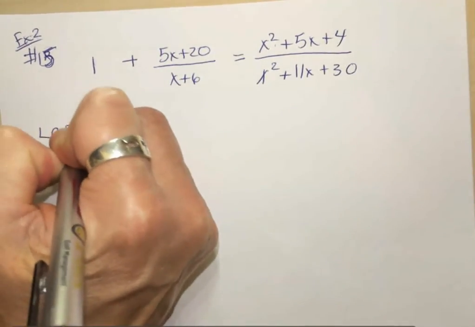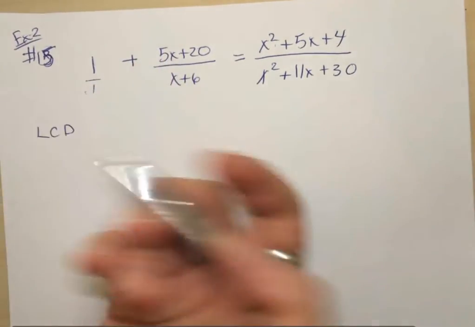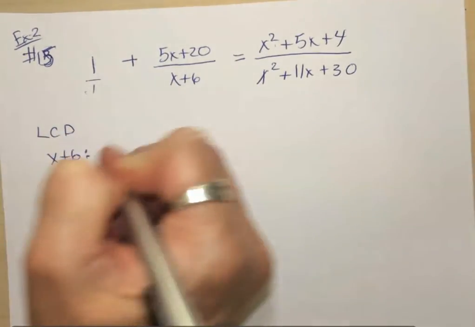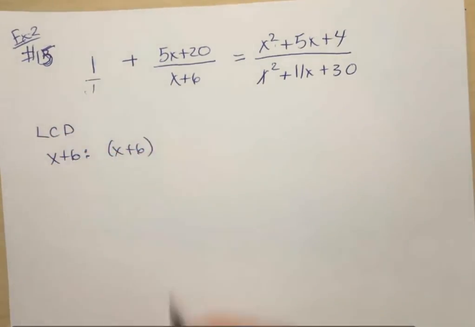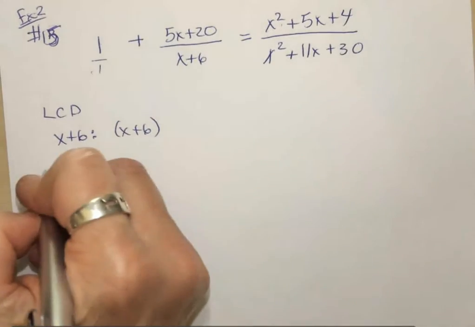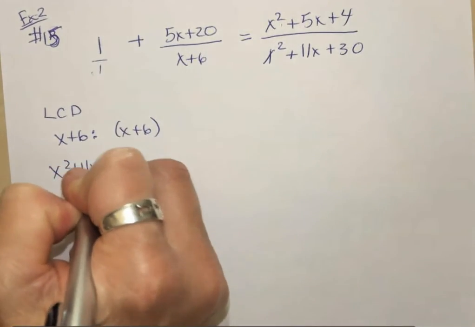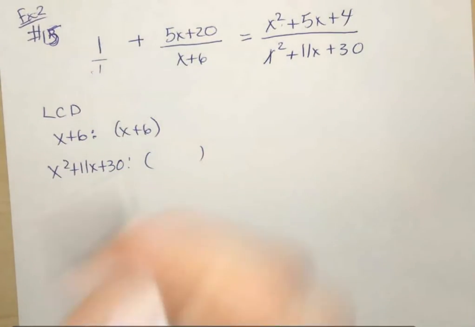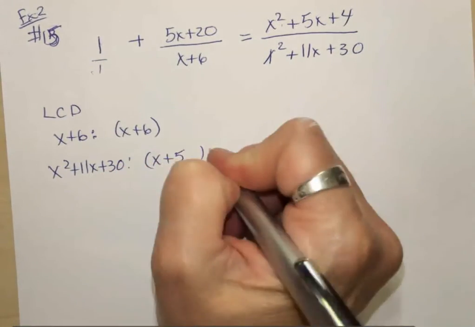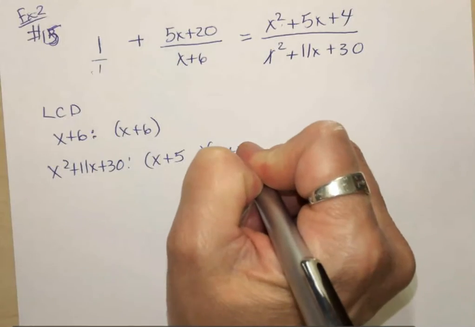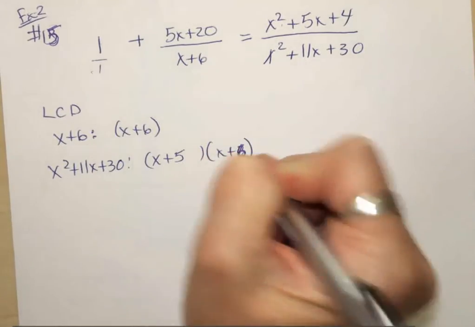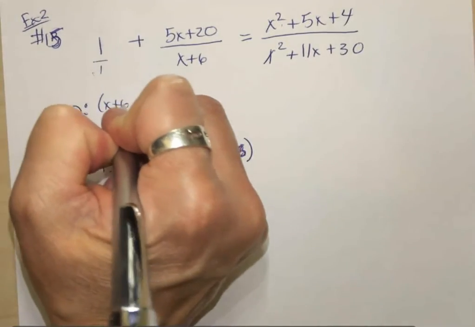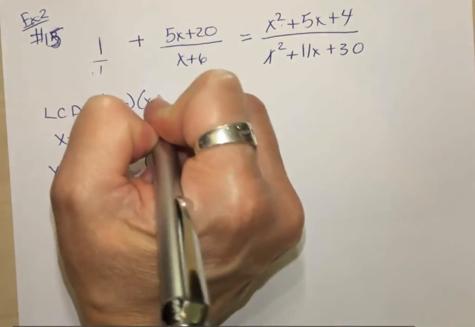Now, you could add these two things together and cross multiply, but cross multiplying is going to give you something very large. So I would recommend going about our other way. So we want to find our LCD. Well, I have 1. It's just 1. x plus 6, the only factor of that is x plus 6. And we have x squared plus 11x plus 30. The factors of 30 are probably 5 and 6. So my LCD would have to be x plus 6 and x plus 5.